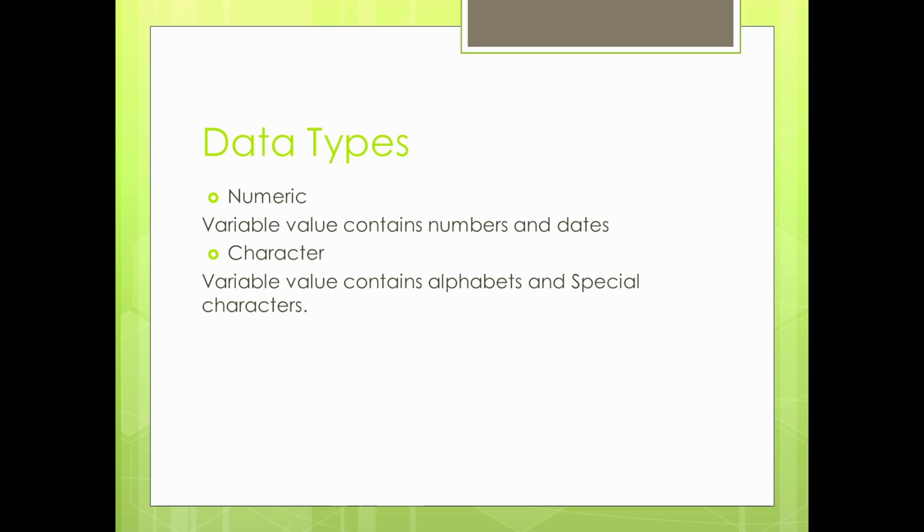And another is the character data type. Character data type contains alphabets and special characters, like what is the name of a particular subject and where he is born. Those types of data are basically character based data types. Okay.